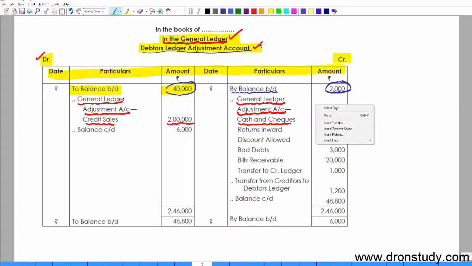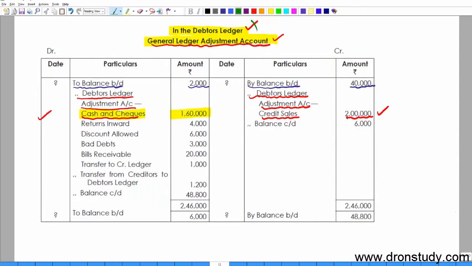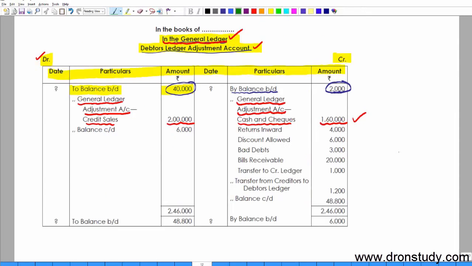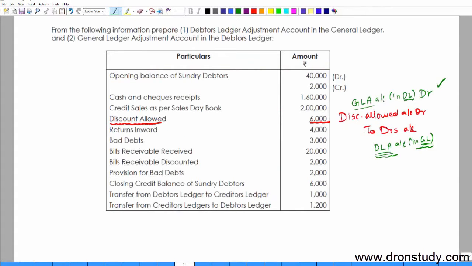So we should go to debtors ledger. Let me go to debtors ledger. Here we have to debit the general ledger adjustment account on account of discount allowed, which is 6,000. So we have done the debit part. Now let's go to credit part. For credit part, we have to go to general ledger and we have to credit debtors ledger adjustment account. So here we have general ledger. We have to go to credit side, by general ledger adjustment account on account of discount allowed, and that is 6,000. So that is taken care.